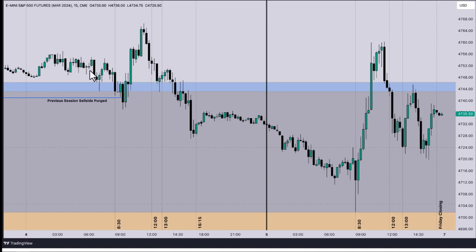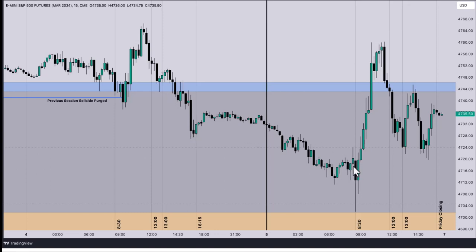So 15-minute gap, 15-minute chart. We have a little bit of buy side consolidation here. It took out sell side during the opening. It also took out the previous session sell side liquidity, as you can tell right here. Went higher for the buy side before giving up the ghost and going lower and lower and lower.